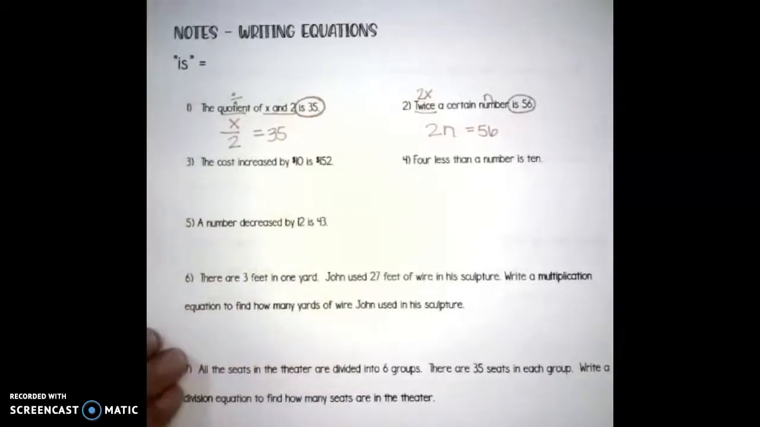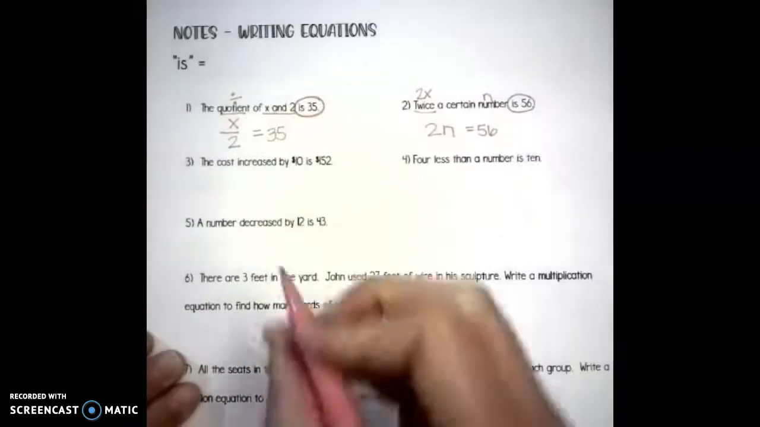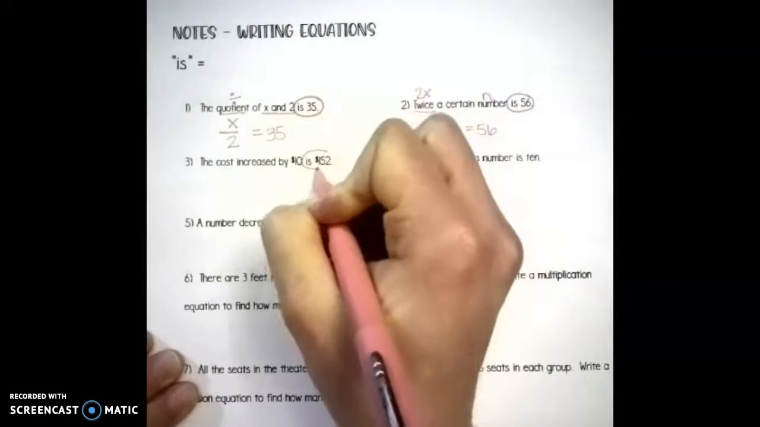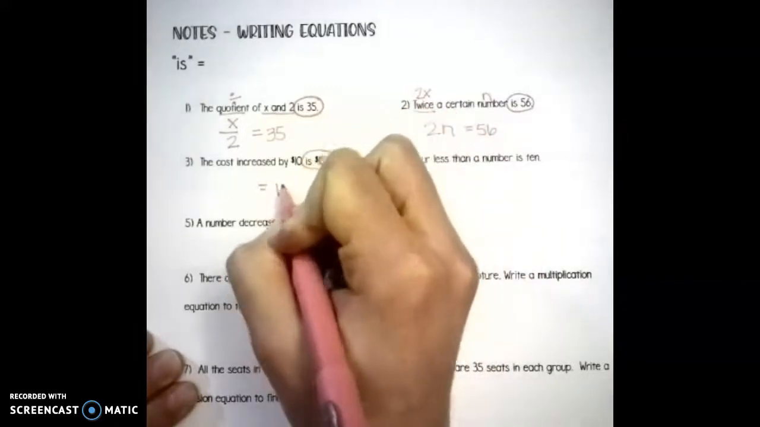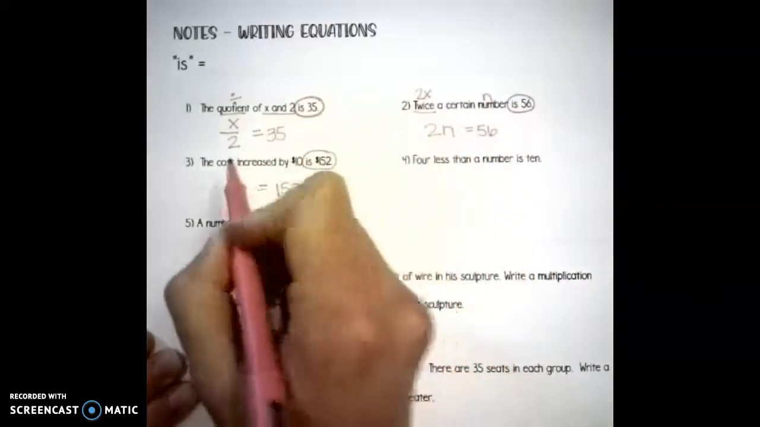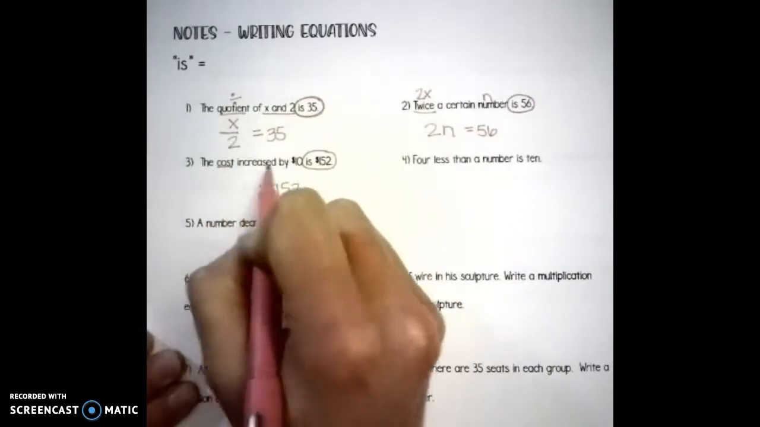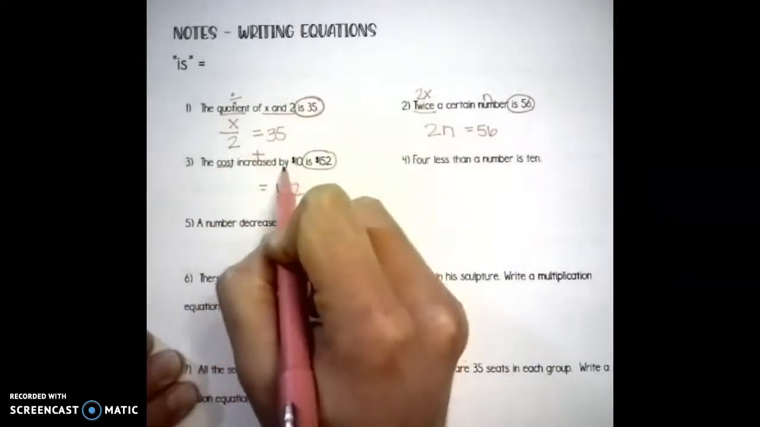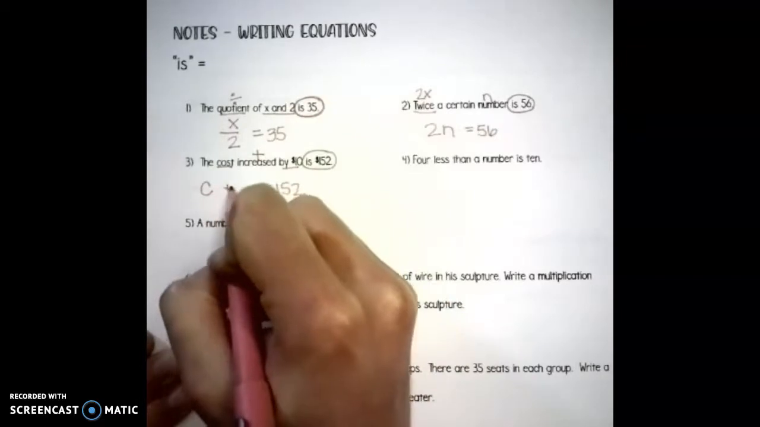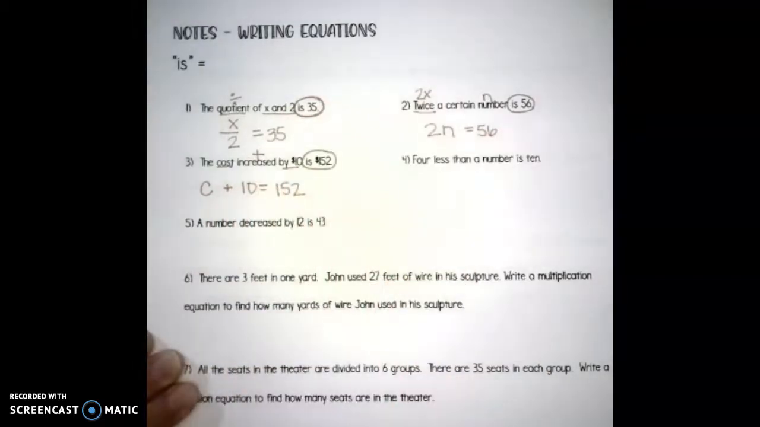The cost increased by 10 is 152. So we know it's going to be equal to 152. And we have something, the cost, increased by 10. So cost plus 10 will give us 152.